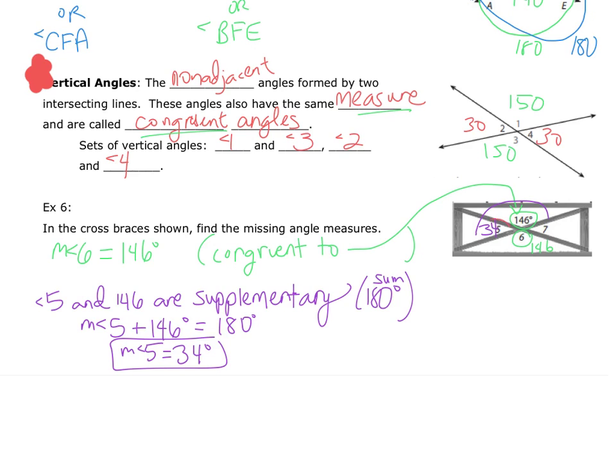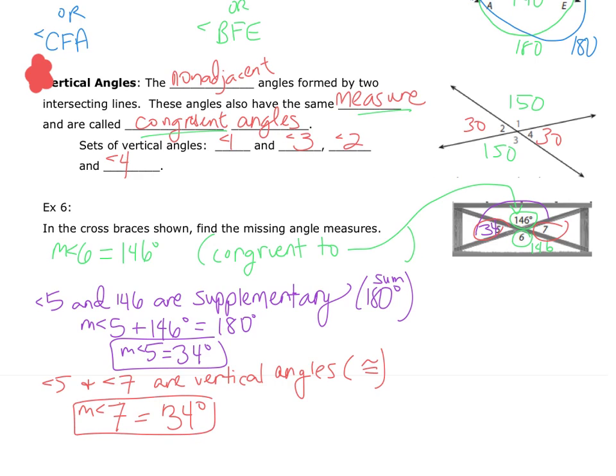Then, since we know that the 34 degrees is in there, we know that 5 and 7, that 34 degrees and the 7, are vertical angles, which means they are congruent. So we could say that the measure of angle 7 will also be 34 degrees because it is the same as angle 5. Now there are a lot of vocab words in this, but make sure you pay close attention to all the angle names. They're going to show up continuously throughout the school year, and you want to make sure you keep them separate.